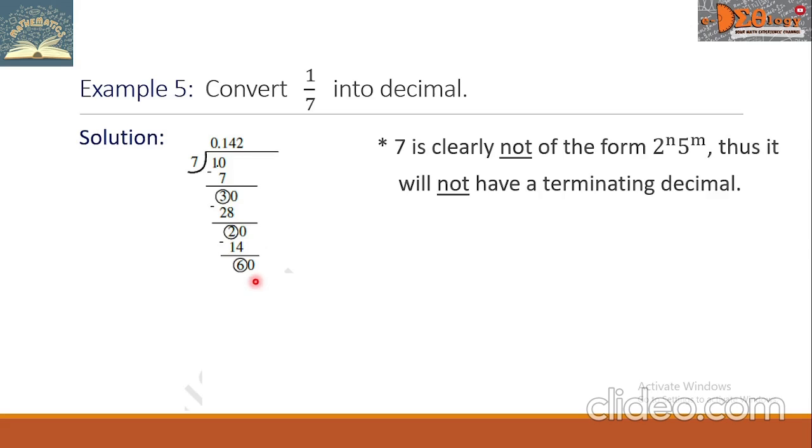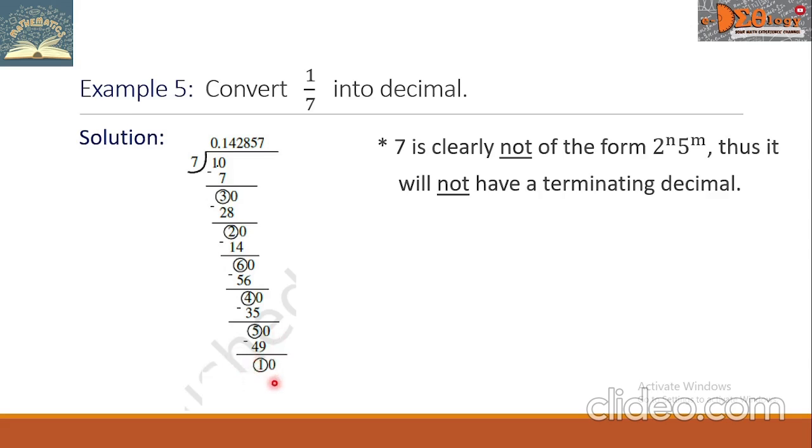Then we add another 0. 60 divided by 7 is 8. 8 times 7 is 56. 60 minus 56 is 4. Then we add 0. 40 divided by 7 is 5. 5 times 7 is 35. 40 minus 35 is 5. Then we add 0. 50 divided by 7 is 7. 7 times 7 is 49. 50 minus 49 is 1.